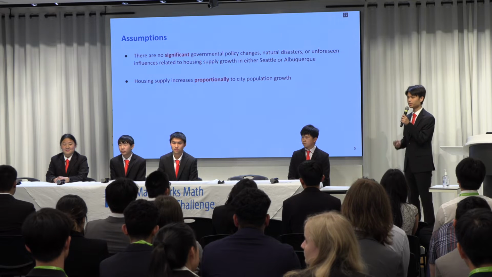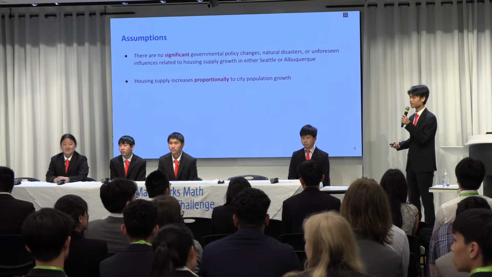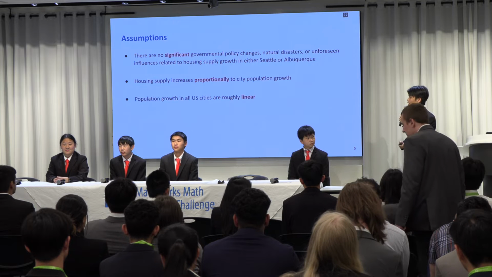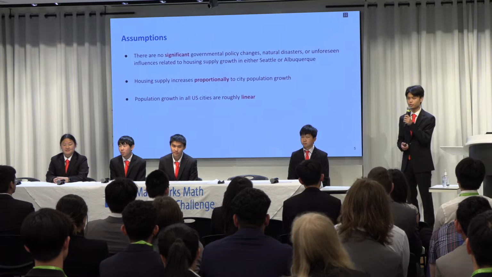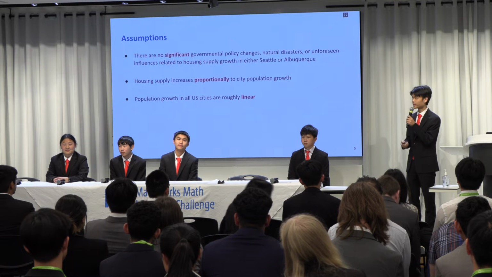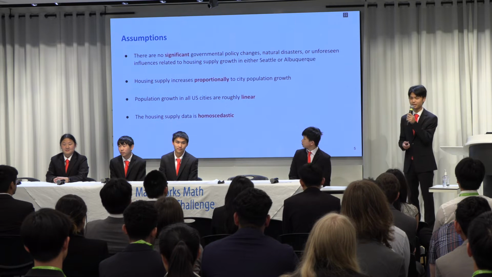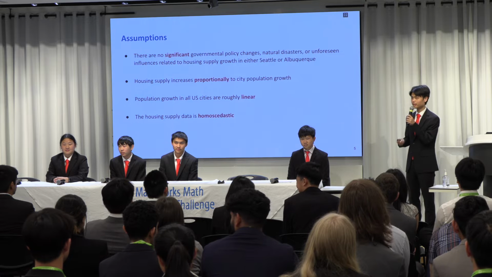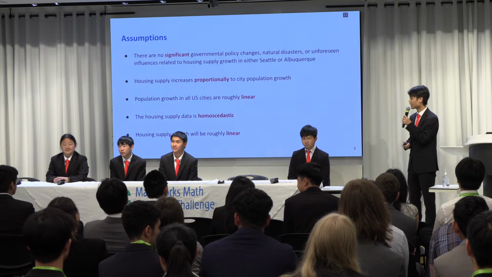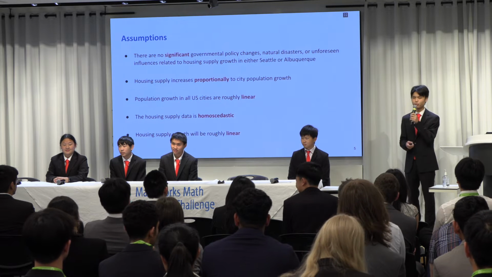Next, the housing supply increases proportionally to the city population growth. As the city population increases, naturally there will be more demand for housing supply, and that will also increase. Our third assumption is that the population growth in all US cities is roughly linear, and we'll justify this in the next slide. Our fourth assumption is that the housing supply data is homoscedastic, which means that the variance does not increase over time. And finally, our housing supply growth will be roughly linear, which is derived from the second and third assumptions.